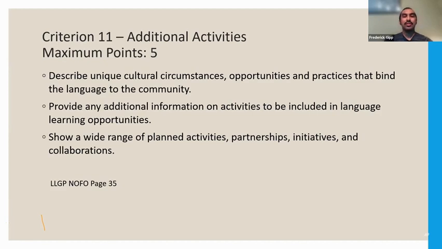Successful applications should have the ability to show a wide range of planned activities, partnerships, initiatives, and collaborations. So get creative when undergoing your application process. Information pertaining to criterion 8 through 11 can be found on page 35 of the Living Languages Grant Program Notice of Funding Opportunity as well.